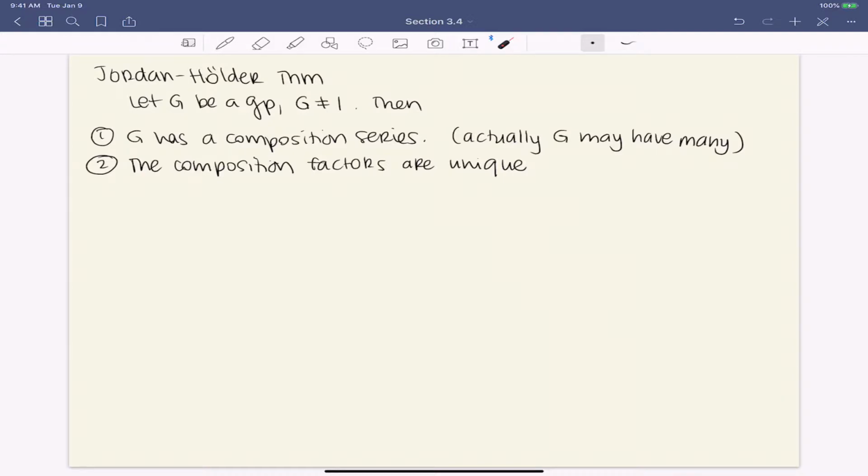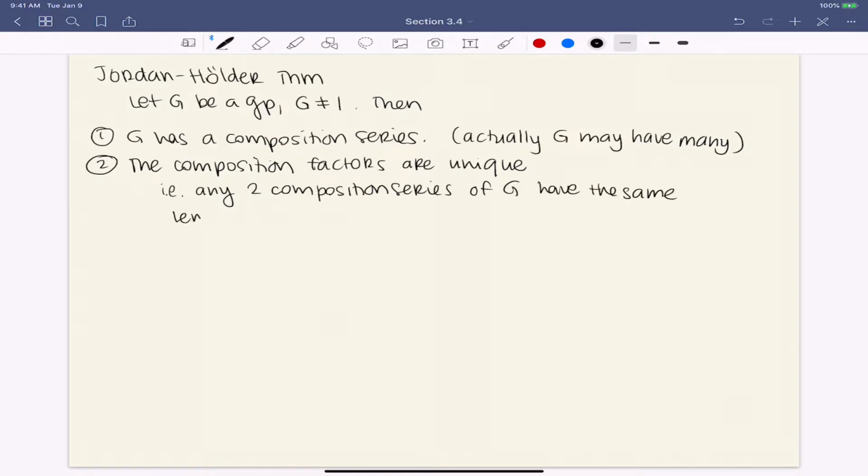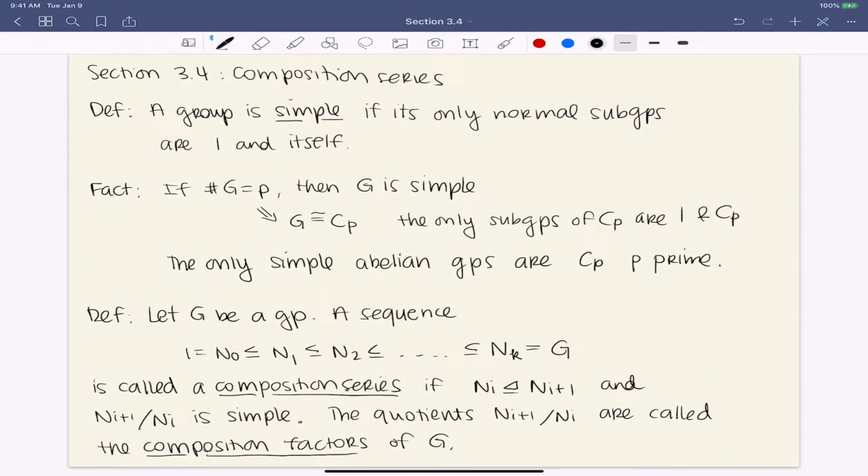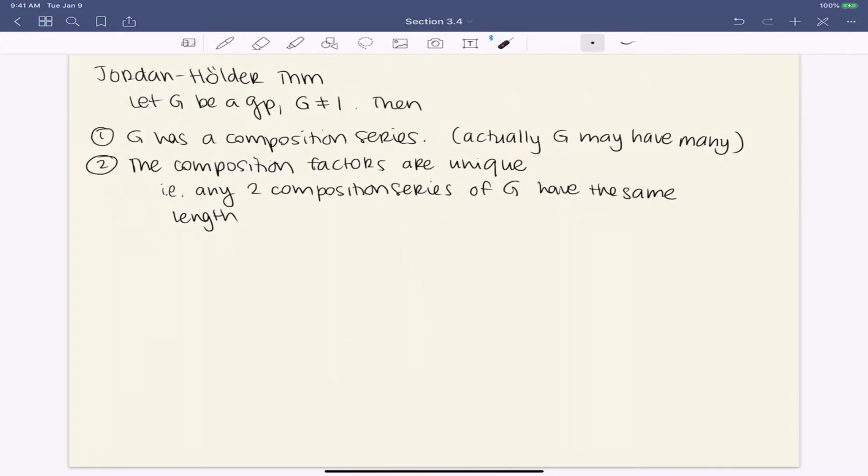And what do I mean? I mean that any two composition series of G have the same length. Remember, I need to take so many steps to get up to G. Actually, this number of steps depends only on G. There are not two composition series of different lengths.